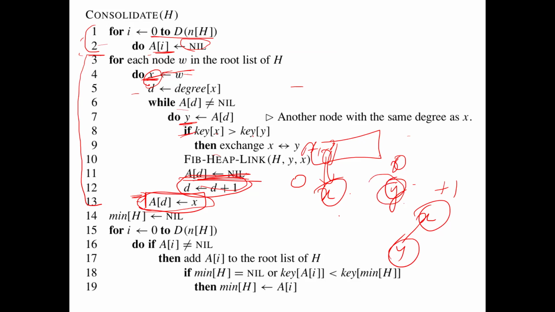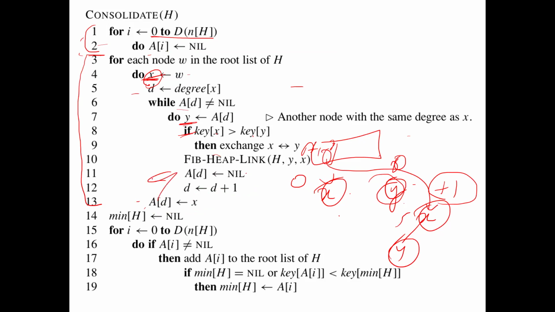You found another node that has the same degree. So you remove this link. That is what is known as A of D is equal to nil. Then you increase the degree of the newly created tree by 1 and reassign that node. So now you remove this part, and 0 is now pointed to by the new tree, that is x. Got it?